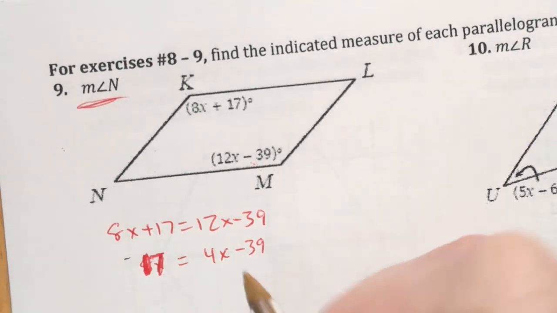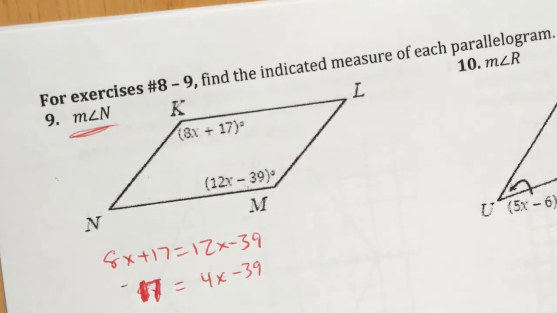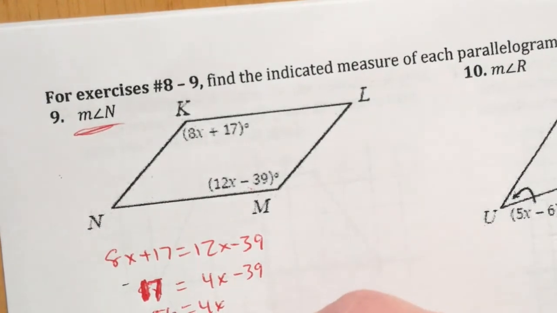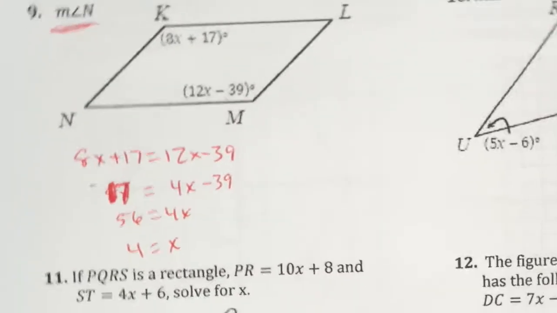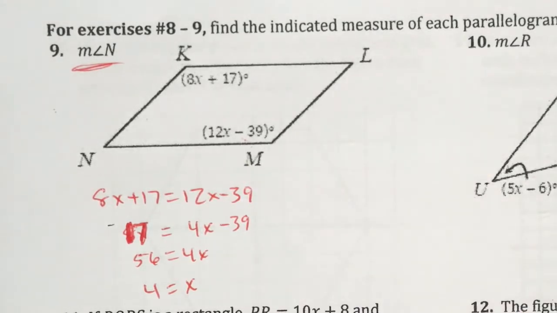All right, we're going to add 39 to both sides. So 17 plus 39, we get 56. So 56 is equal to 4x. Divide by 4, and we get x is equal to 14. So x is equal to 14. Now, plug it back in. If you have letters up here, plug it back in to double check yourself.